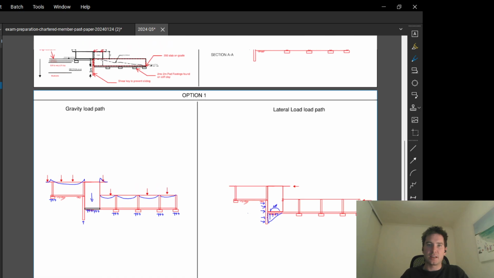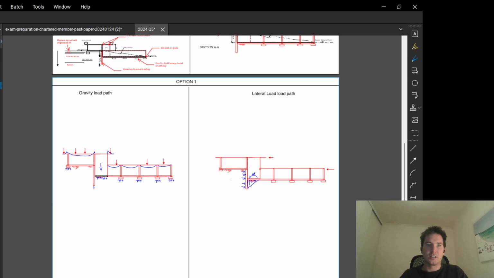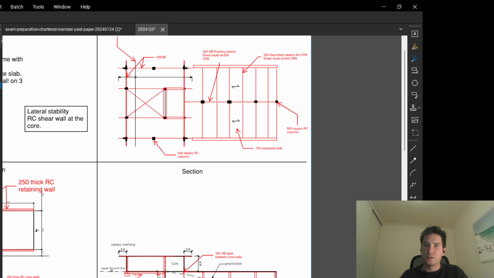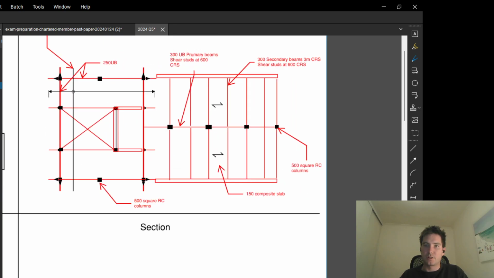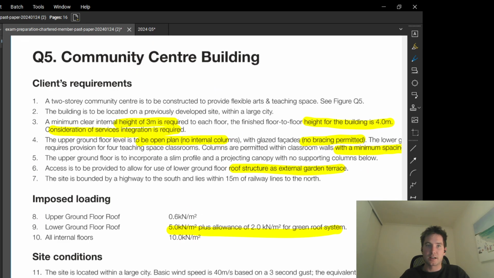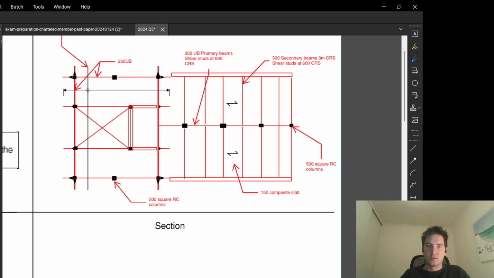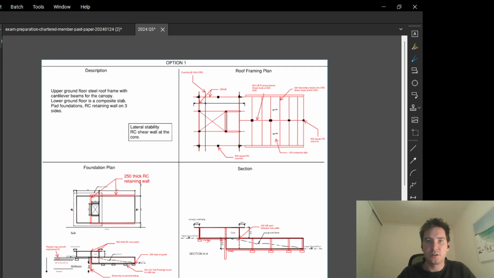One thing that I haven't done here that I would like to do for this section is demonstrate, if I've got this floor system here, a 150 composite slab sitting on top of a 300 UB, so it's 450, call it 500. I would show that I've allowed for that 500 space to articulate the services that we said was a client requirement. So that's one thing that's missing from this scheme here, in my opinion.